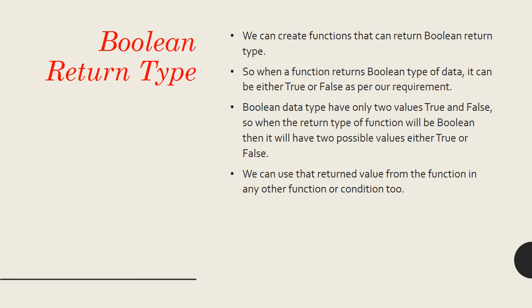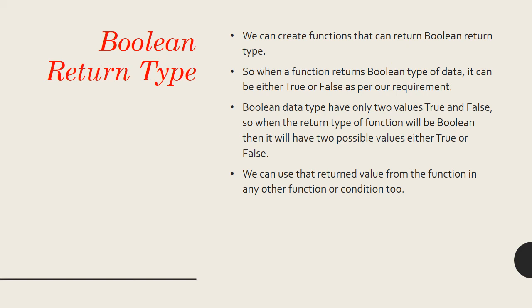Now Boolean as a return type. We can create functions that can return Boolean return type. So when a function returns Boolean type of data, it can be either true or false as per our requirement. Boolean data type have only two values, true and false. So when the return type of function will be Boolean, then it will have two possible values, either true or false. We can use that returned value from the function in any other function or condition too.